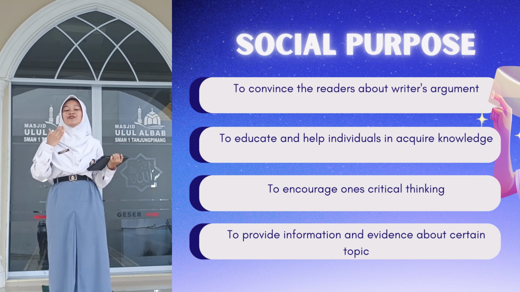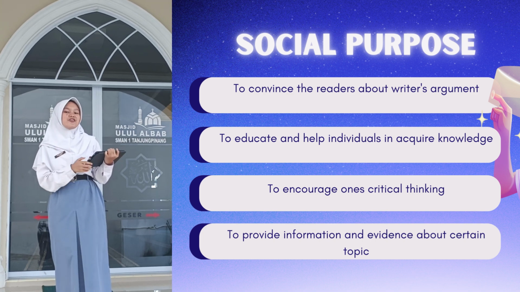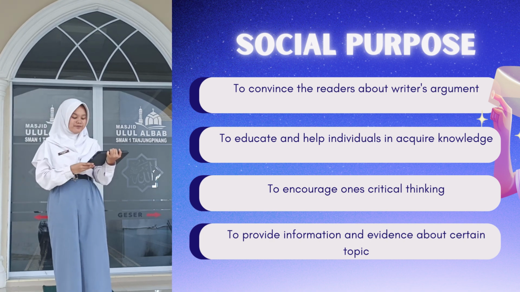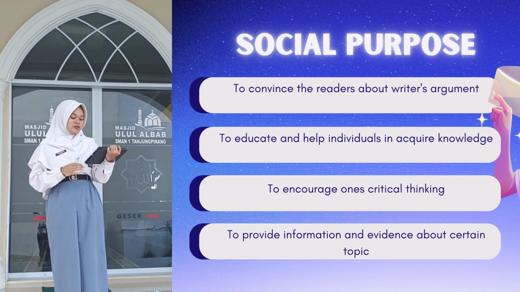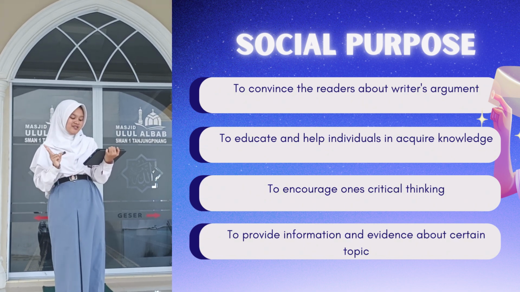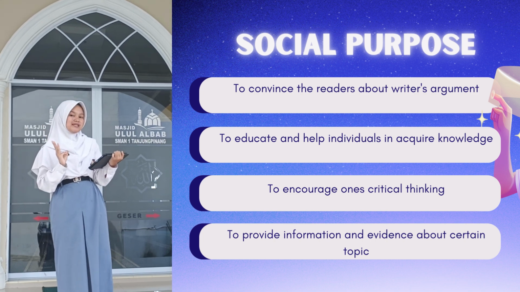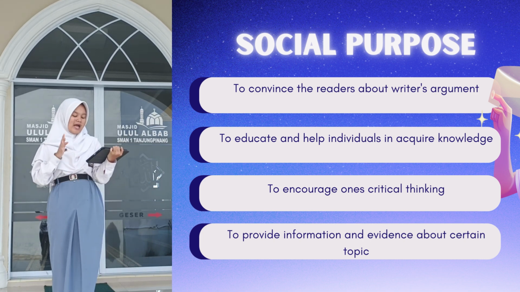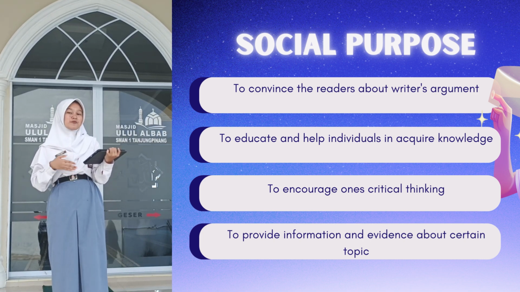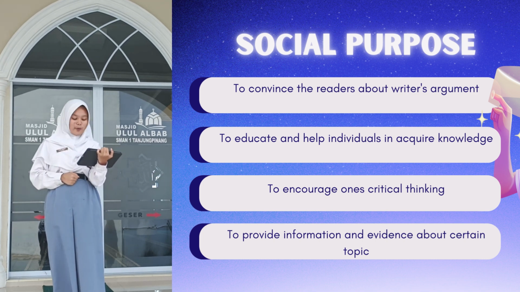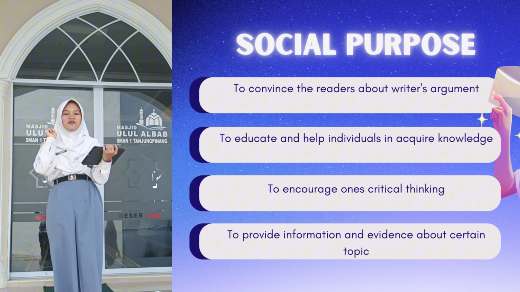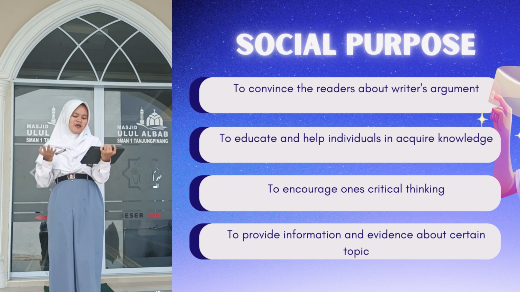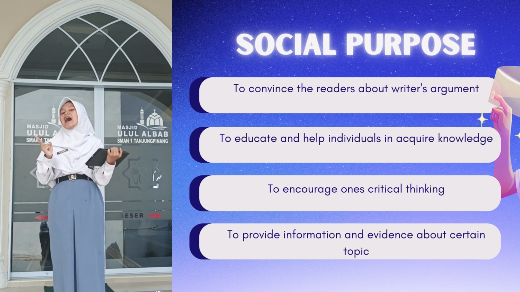The second is to educate and help readers. Expository text helps readers to understand by giving them factual information and helps people develop critical thinking, make informed decisions, and participate actively in society. Third is to encourage one's critical thinking. Expository text encourages readers to explore new topics of interest by presenting them well and engagingly. Fourth is to provide clear and detailed information about the topic, often with supporting evidence, facts, and examples.